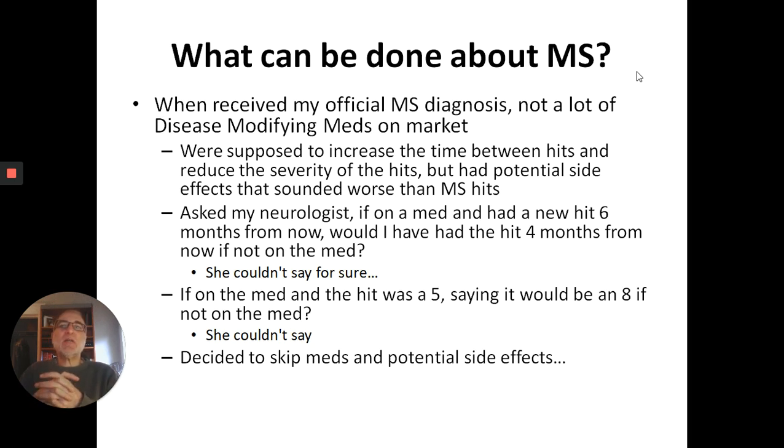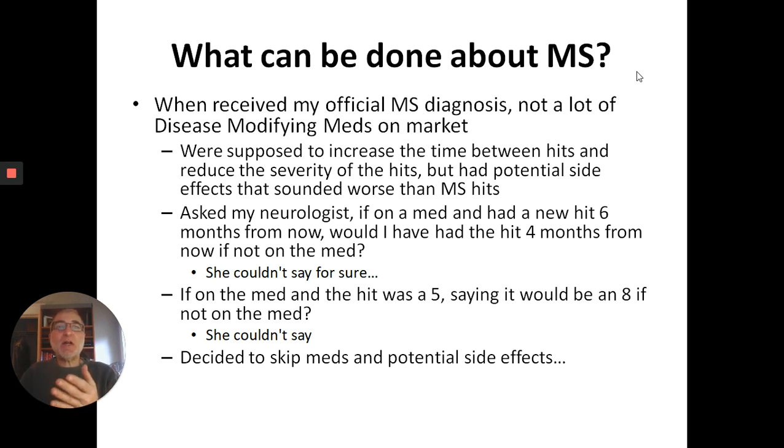So what can be done about MS? When I received my official MS diagnosis, there were not a lot of disease-modifying meds on the market. The ones that were on the market were supposed to increase the time between hits and reduce the severity of the hits, but they had potential side effects that to me sounded worse than the MS hits.